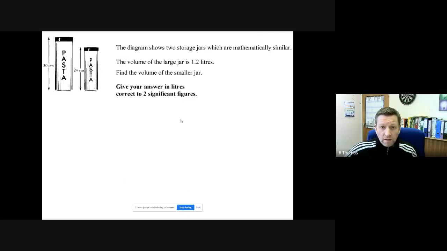So let's have a look at, well, you try one straight away. Let's get straight into it, right? Two storage jars which are mathematically similar. The volume of the large jar is 1.2 liters. Find the volume of the smaller jar. If you're answering liters, correct to two sig figs. So divide these to get the linear scale factor. Cube that to get the volume scale factor. They give you the volume of the larger jar, so you're going to do 1.2 divided by that volume scale factor then to get the volume of the smaller one, and round it properly, please. Right, I'll give you 30 seconds.